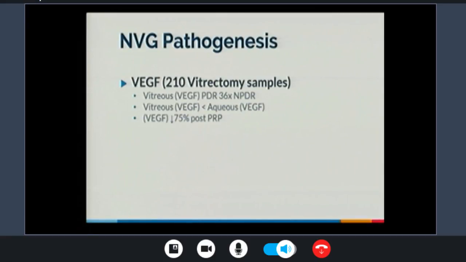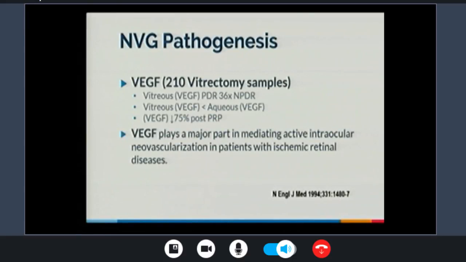And again, they were able to take a vitreous sample from patients before and after panretinal photocoagulation, and this gives us the next information: they found that the concentration after PRP is less by 75%. They want to tell us that VEGF, or vascular endothelial growth factor, plays a major part in mediating active neovascularization in patients with ischemic retinal diseases.